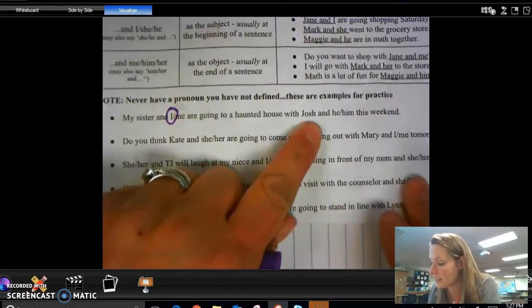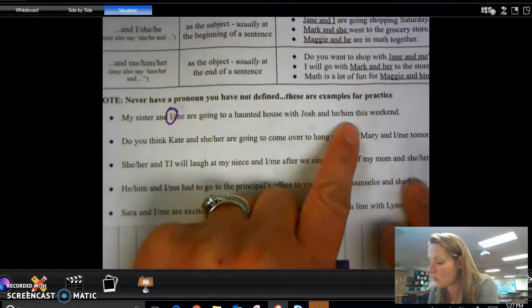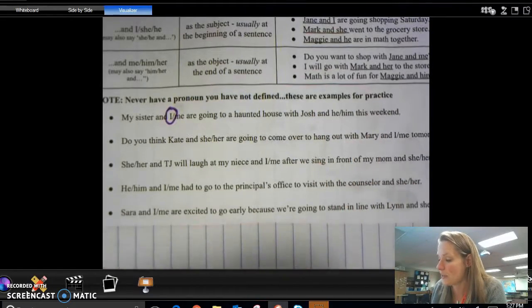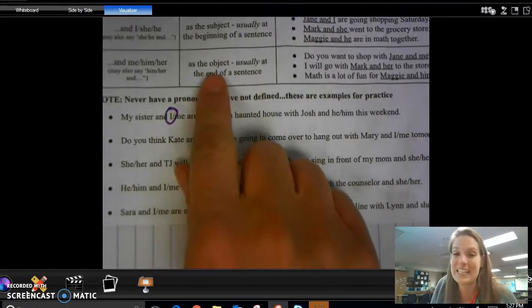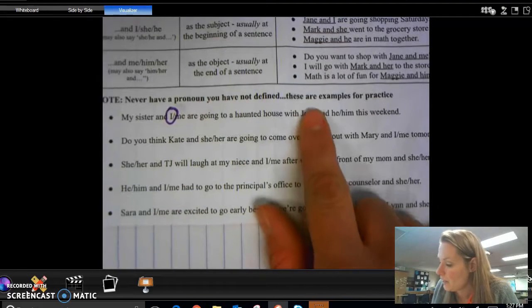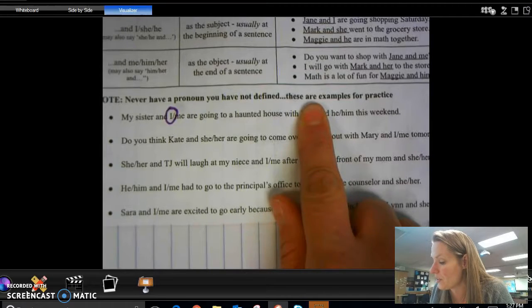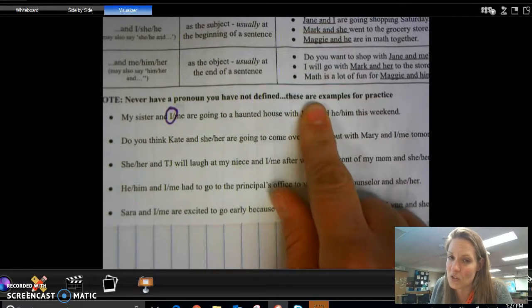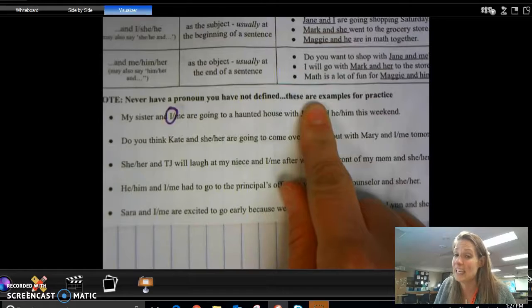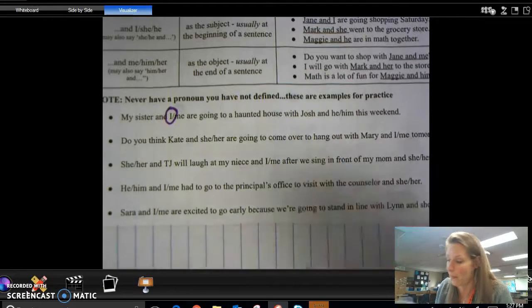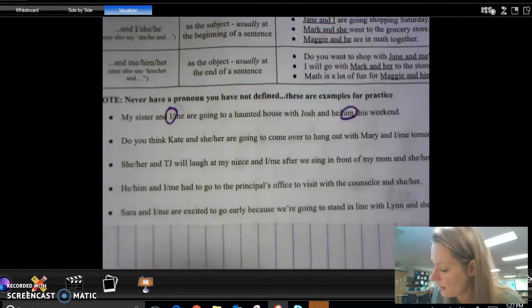"I'm going to the haunted house with Josh and he or him this weekend." So again, this one's toward the end, though that doesn't mean that's always the case. Don't just pick it. I cover up "Josh and": "I am going to the haunted house with he this weekend," or "I am going to the haunted house with him this weekend." So you can hear how him sounds correct there.